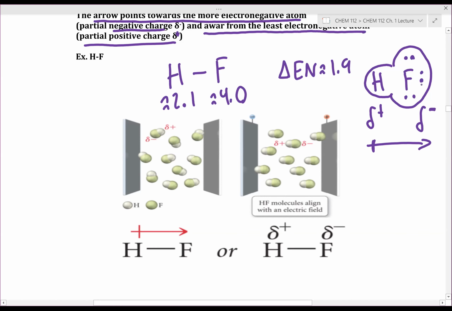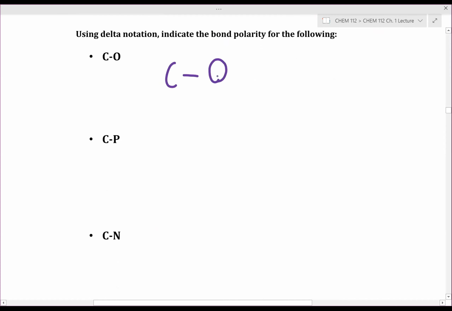Let's look at a few other types of bonds and identify the bond polarity. It's really important to get a sense of where the electron density is going to lie in different types of bonds. So for example, I'll start us off with a carbon-oxygen bond. So thinking about our trends in electronegativity and taking a look at the periodic table, let's flip to the periodic table.